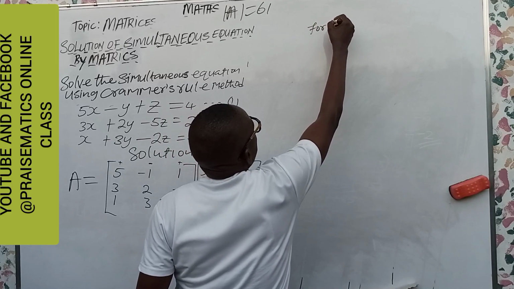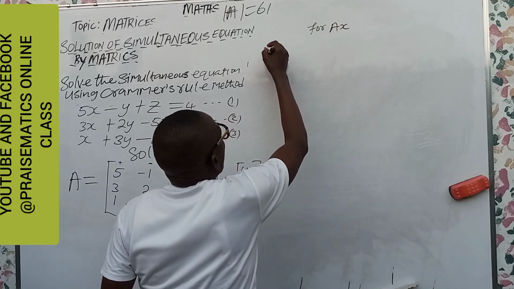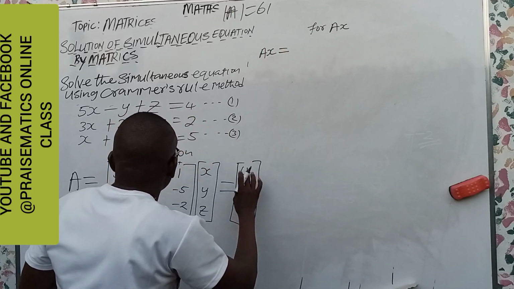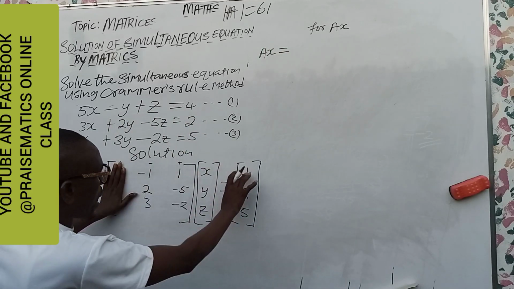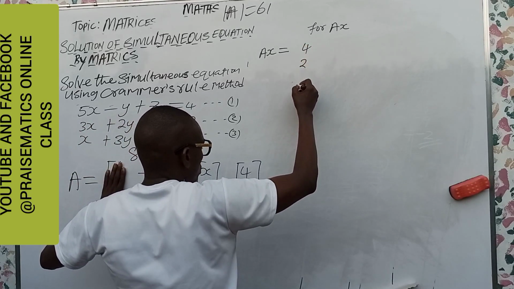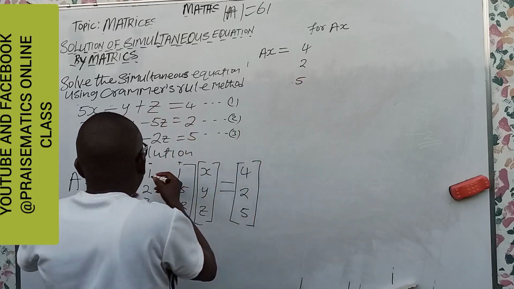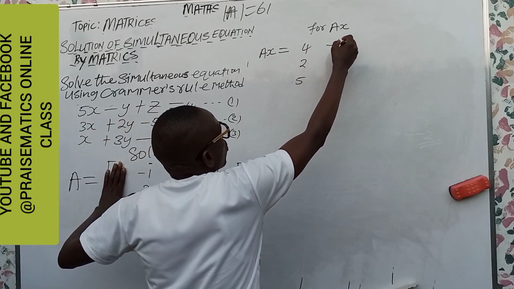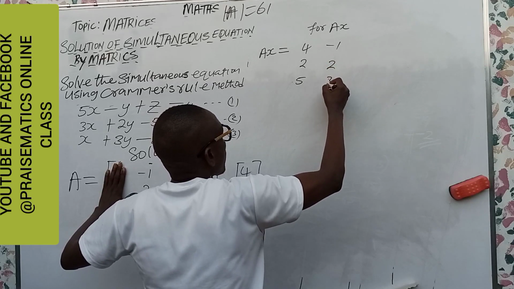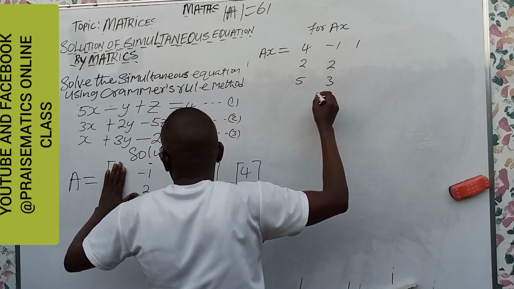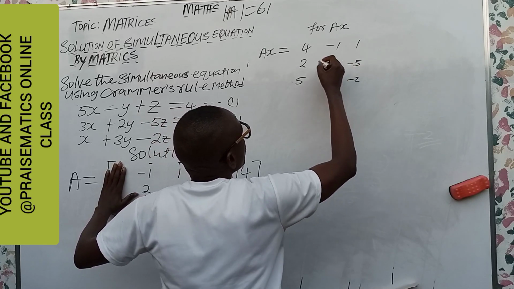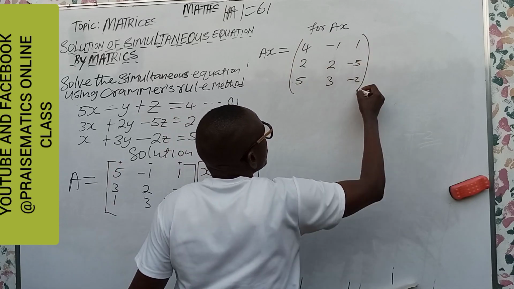For Ax, so what do we have now? Ax is equal to, delete the first column, just block it. Take this number as the first column, which is 4, 2, 5. And what do we have here? Minus 1, 2, 3, 1, minus 5, and minus 2. So that is what we have.